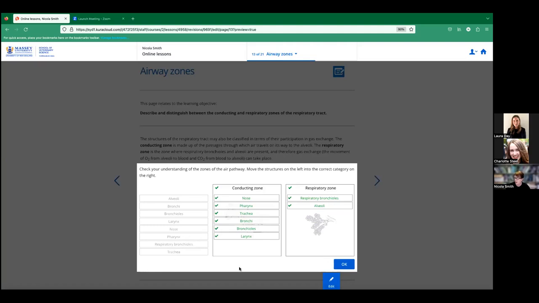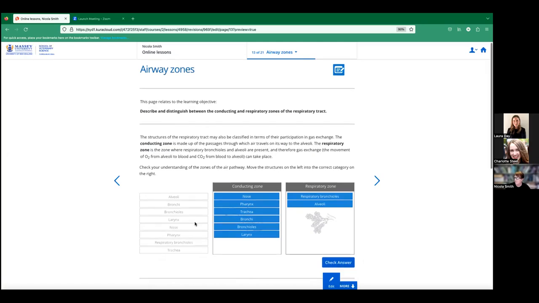So we could also put a little bit of feedback down here if there was something related to this concept that tended to turn into a misconception. So for example, let's say students have trouble working out the difference between respiratory bronchioles and regular bronchioles. You might want to put a little bit of reinforcing text down here if you thought that students were more inclined to put this one over here, for example.